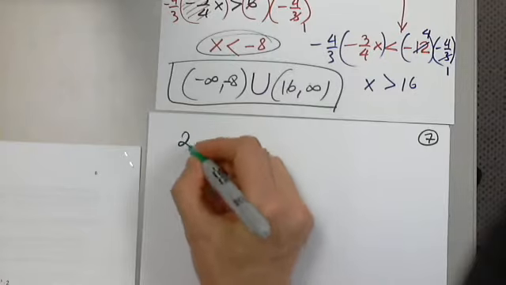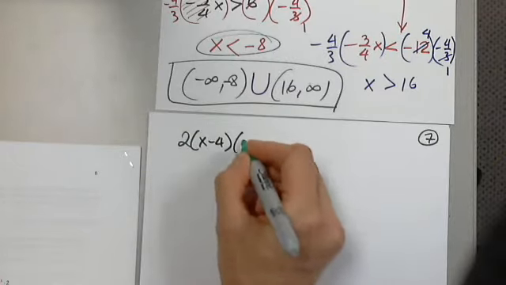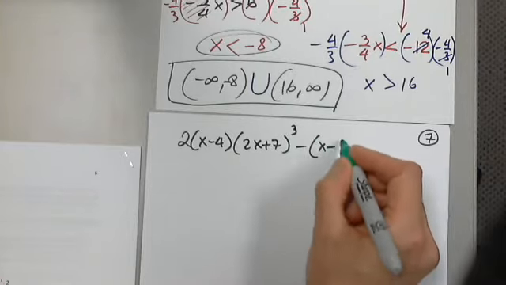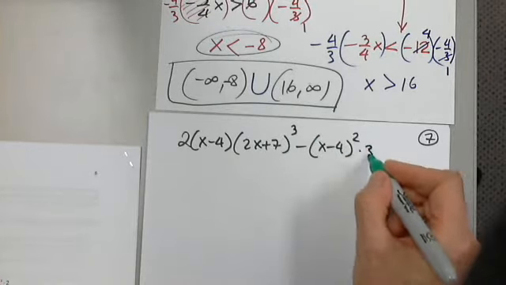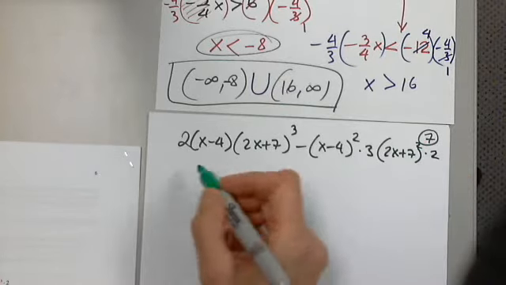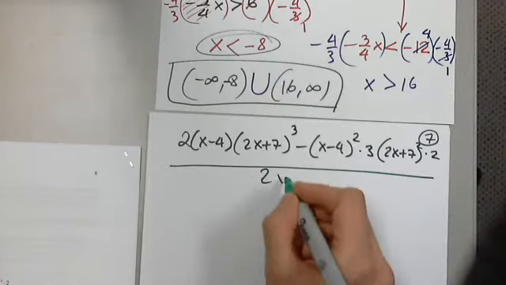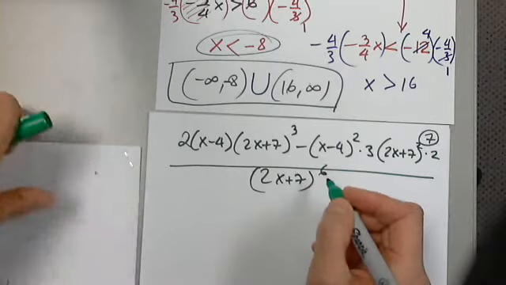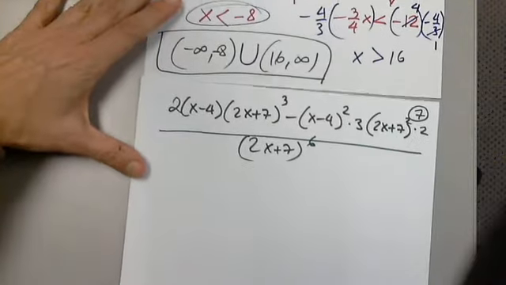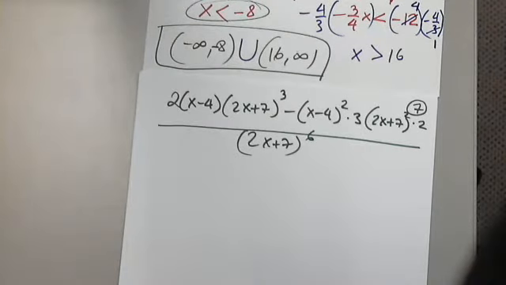So number 6: 2, x minus 4, 2x plus 7 cubed, minus x minus 4 squared times 3 times 2x plus 7 squared times 2. Everything divided by 2x plus 7 to the 6th. The requirement here is simplify by factoring.